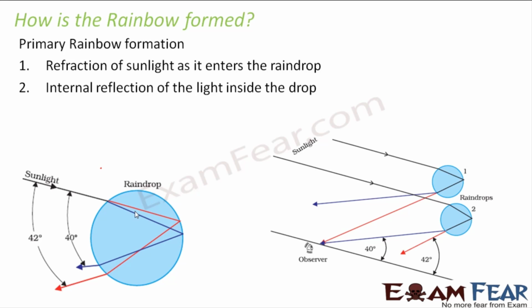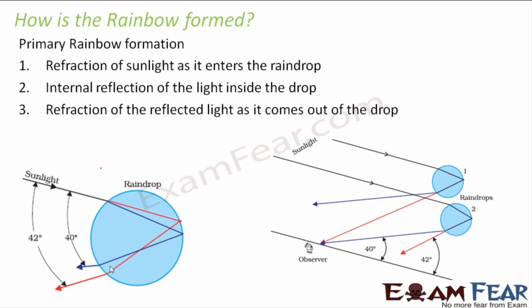In the next step, what happens? Total internal reflection of light takes place inside the drop. When they reach this boundary, total internal reflection takes place. That means they get internally reflected and then they again come out from the other end. So what happens here again? Refraction of the reflected light takes place as it comes out of the drop because again there is a change in medium, right?